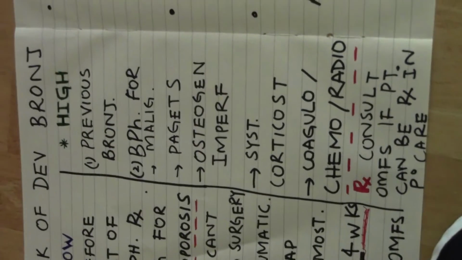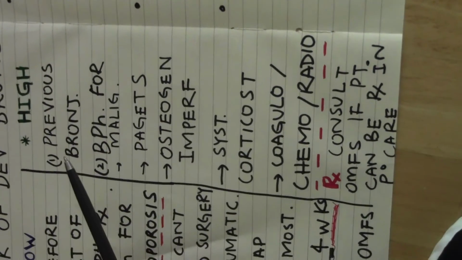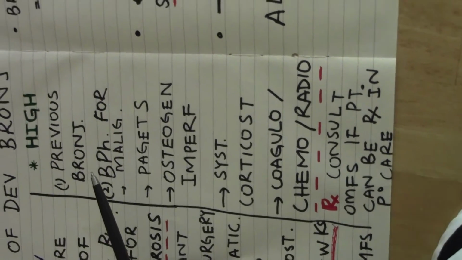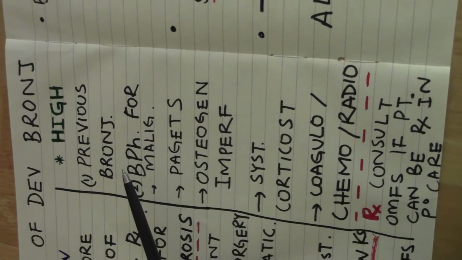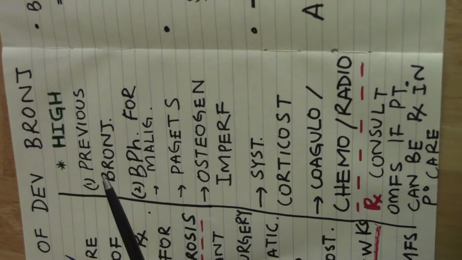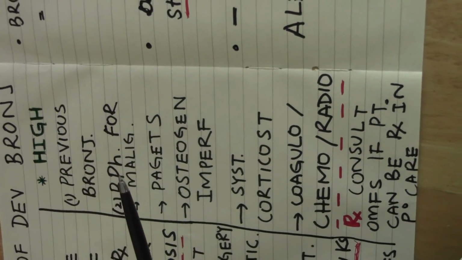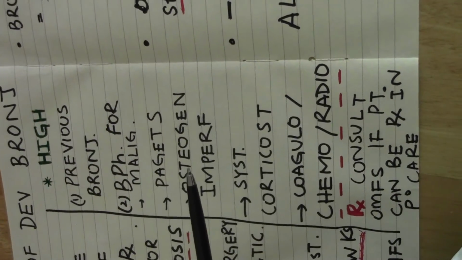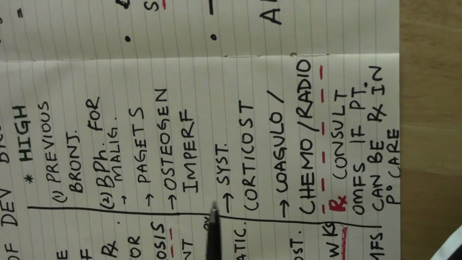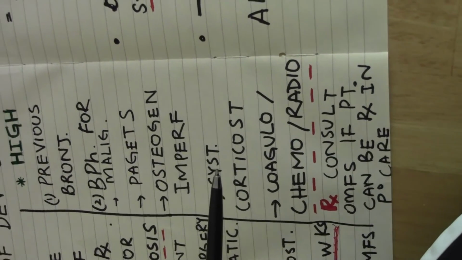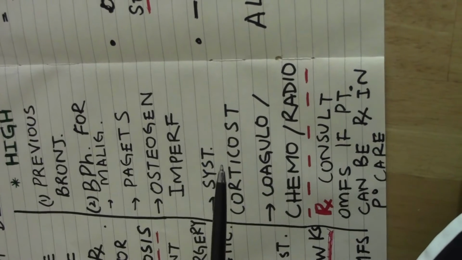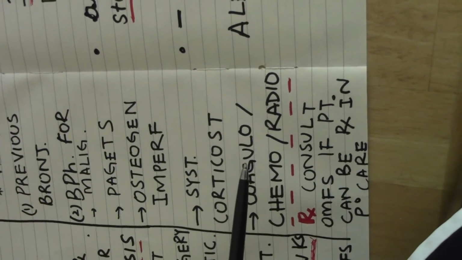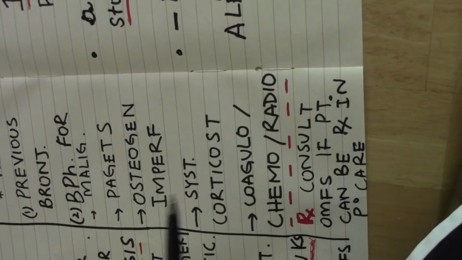Now coming to high-risk patients. If a patient has previously had bisphosphonate-related osteonecrosis of the jaw, then they're high risk. It doesn't really matter what they're taking the bisphosphonate for. If they've had it in the past, they're high risk. If they're taking it for any malignant condition like bone cancer, Paget's disease, or osteogenesis imperfecta, they're high risk. If they're taking systemic corticosteroids at the same time, high risk. If they're on chemo or radiotherapy at the same time, they're high risk.